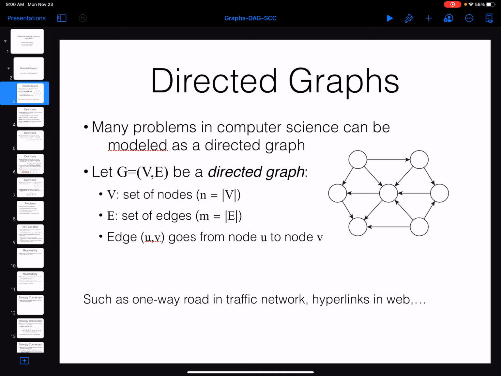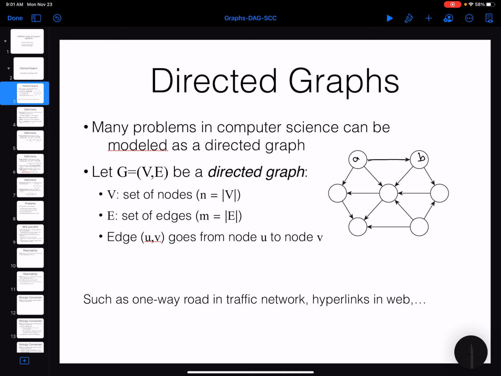We have a set of vertices, nodes. We have a set of edges between these nodes, but the difference here is that edges are directed. So here, for example, from this node, let's just call it A to B, you have an edge from A to B, but you don't have an edge from B to A. So it means that if you are at A, you have access to B, you can go to B, but if you are in B, you cannot directly go back to A because the edge is directed.